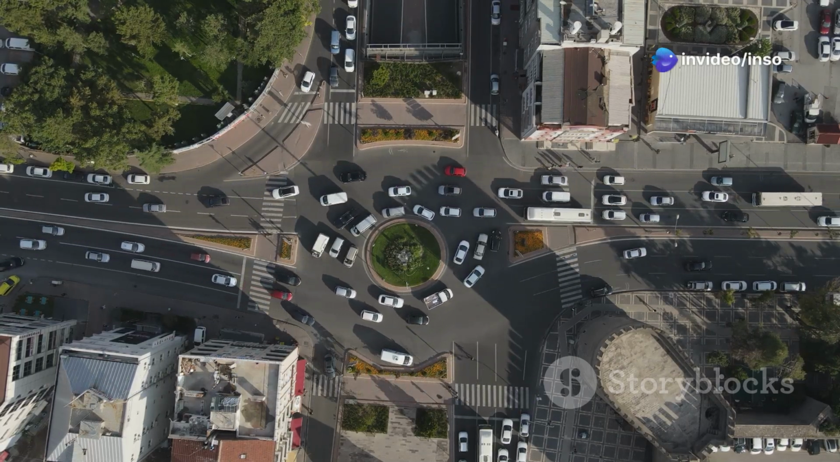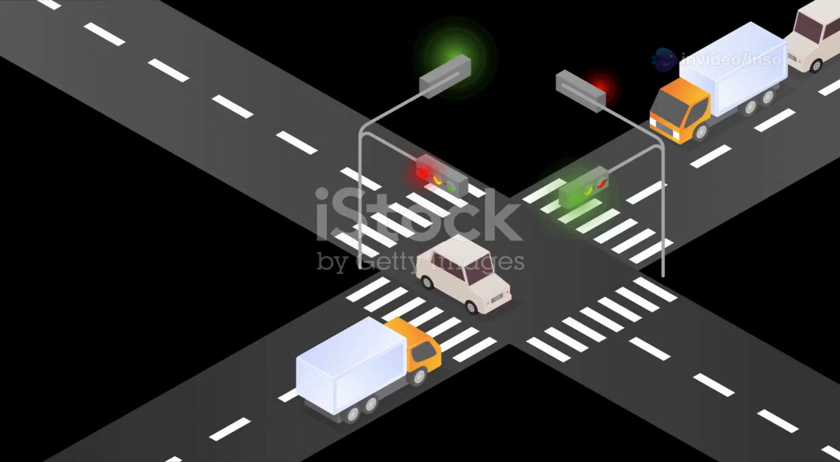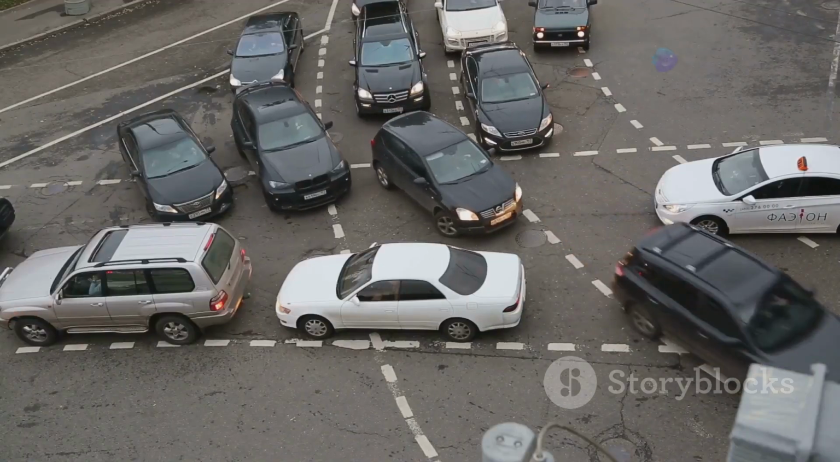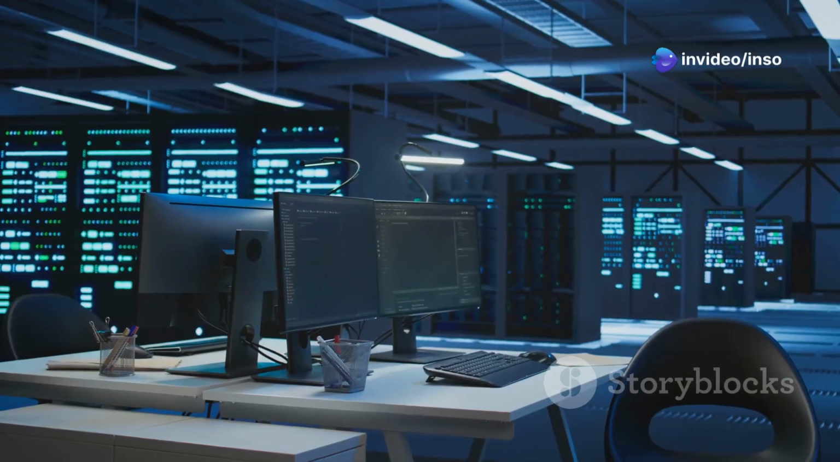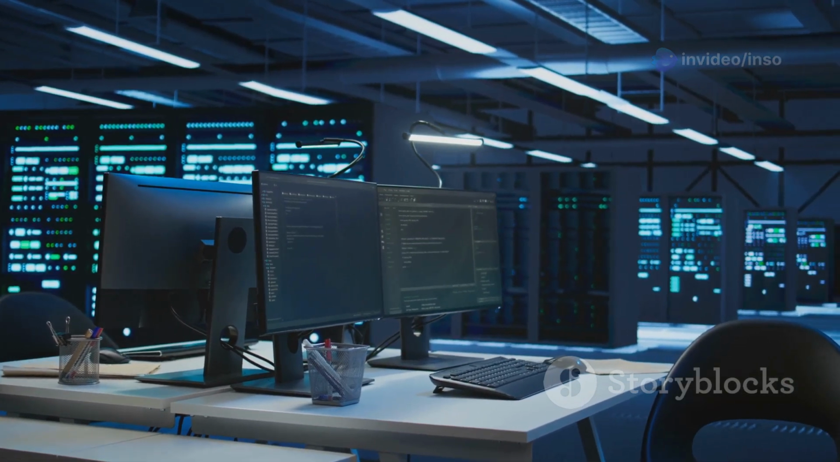Imagine a busy intersection with traffic flowing smoothly. Suddenly, two cars from opposite directions decide to turn right at the same time. Both need the same space to complete their maneuver, but neither can move without blocking the other. This is a deadlock. In computer science, a deadlock is a situation where two or more processes are blocked indefinitely.